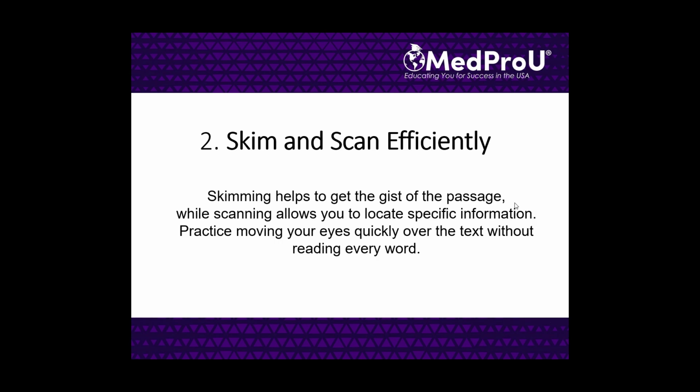Skimming helps you to get the gist of the passage. So what is it about? While scanning allows you to locate specific information, so maybe a name, a phone number, an address, or any specific information. You have to practice moving your eyes quickly over the text without reading every word. So if it's asking you to find a name, you just have to scan.